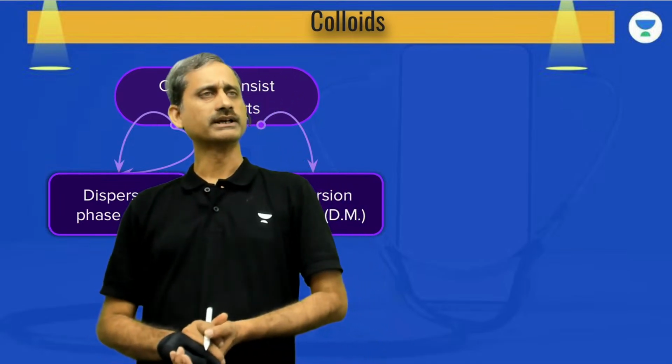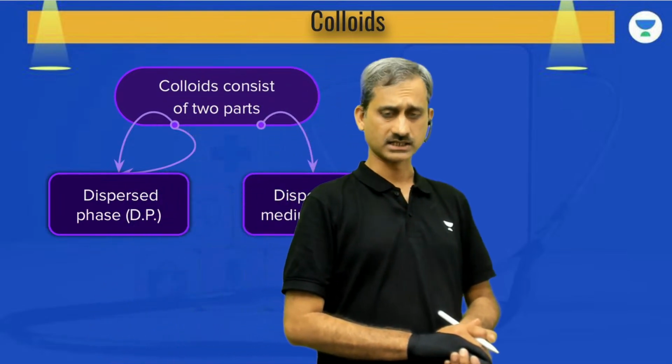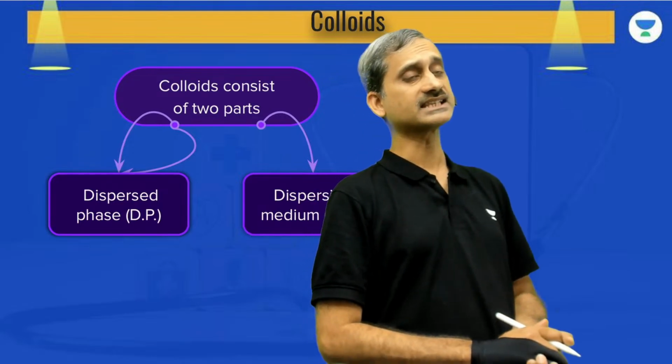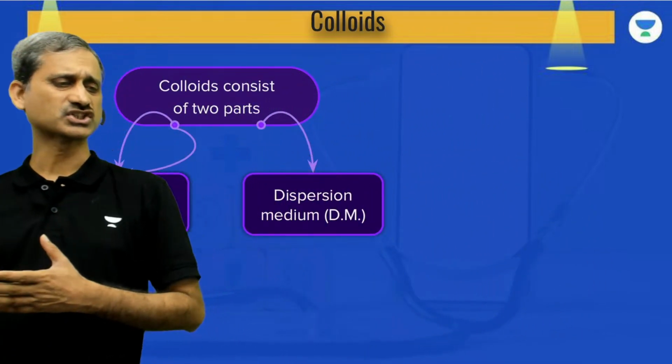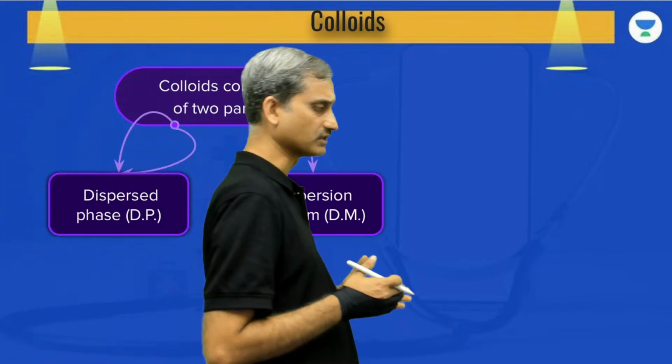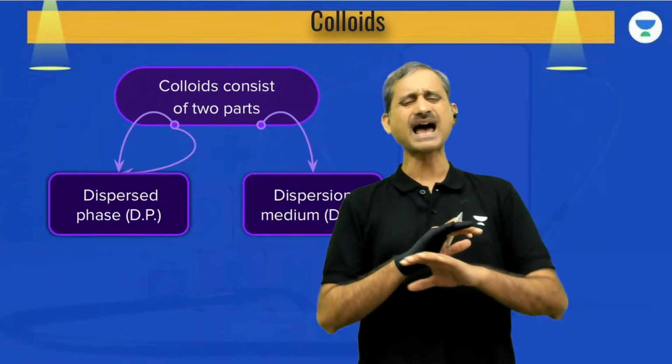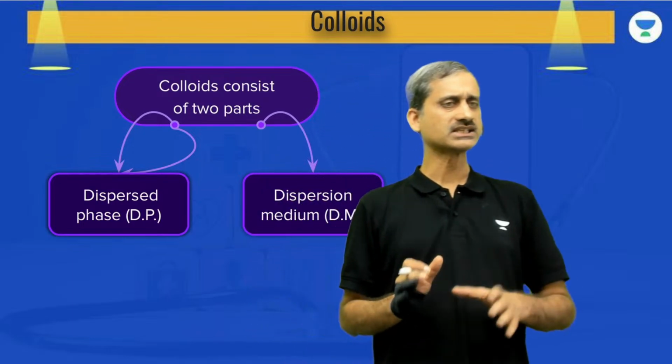When we talk about the colloids, it consists of 2 parts. One is called the dispersed phase and the other one is called the dispersion medium. When we talk about its classification, the identification of the dispersed phase and the dispersion medium is absolutely simple. It's absolutely straightforward.